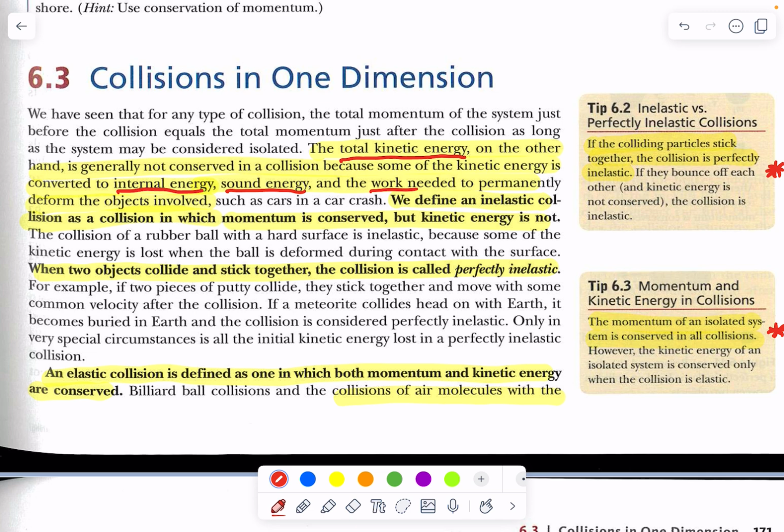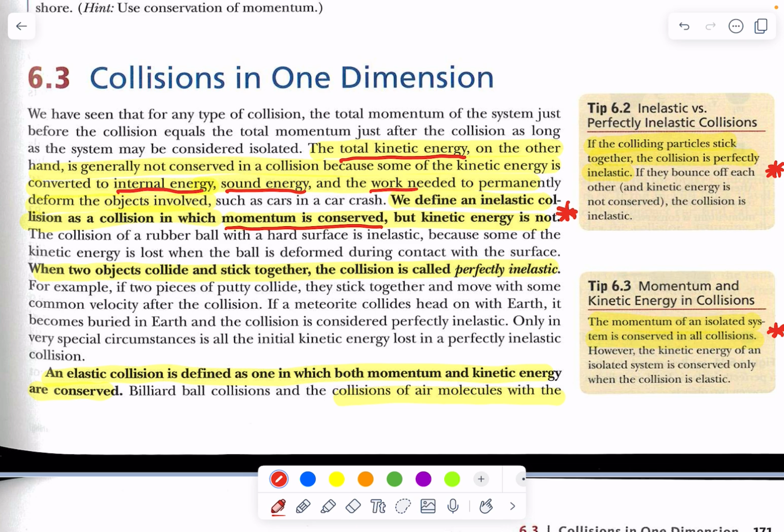So we define inelastic collision as a collision in which momentum is conserved but kinetic energy is not. As we go through this discourse, you're going to see that momentum is always conserved. Kinetic energy is going to be conserved in elastic collisions, but kinetic energy is never conserved in an inelastic collision.